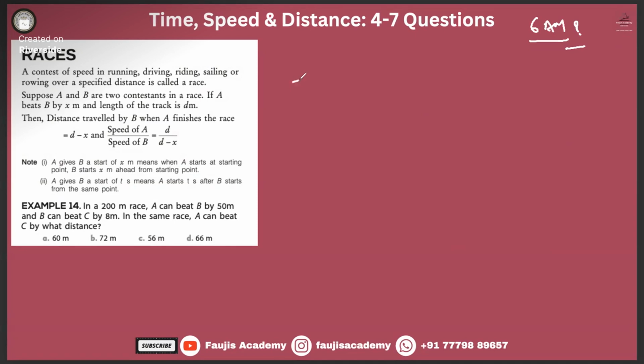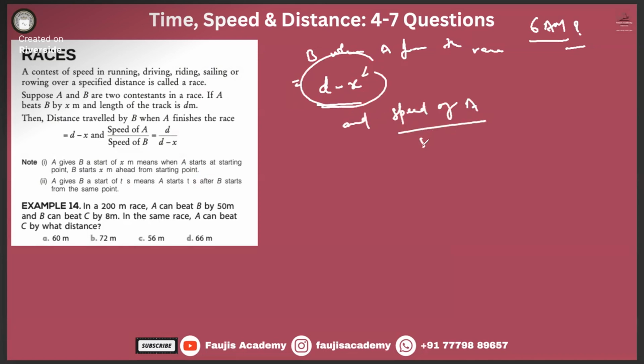What it is telling is the distance traveled by B when A finishes the race. Since A has beaten B by X meters, that means B must have traveled D minus X meters. The total length of the track is D, and B has been beaten by A by X meters. And speed of A by speed of B is equal to D divided by D minus X. Let's just assume some numbers.